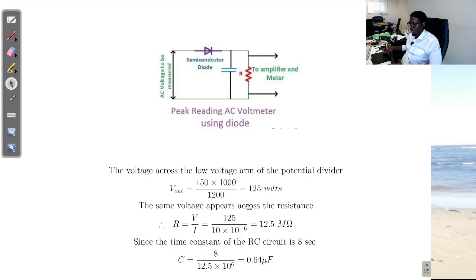So we come back, this is how we get our solution. We get our resistance value, R equal to 12.5 mega ohms, and then the time constant of the RC is 8 seconds, so we utilize that to determine the capacitance value, and we have the solution. Okay, thank you for your attention. That is how we work on the peak reading voltmeter question.